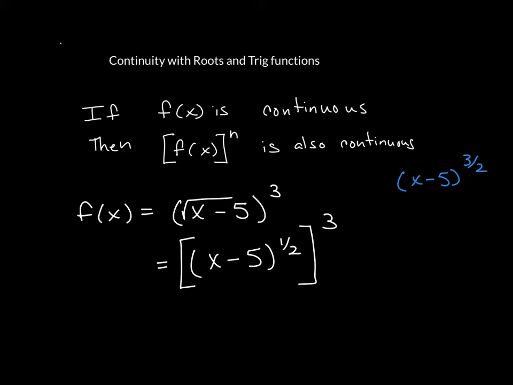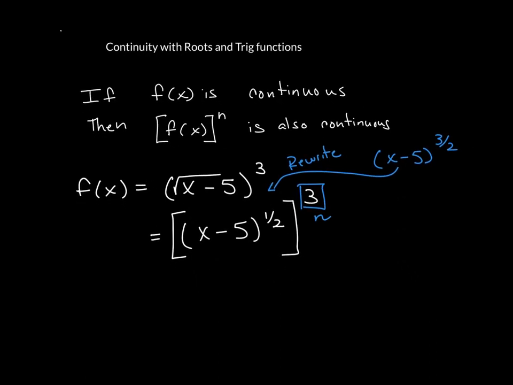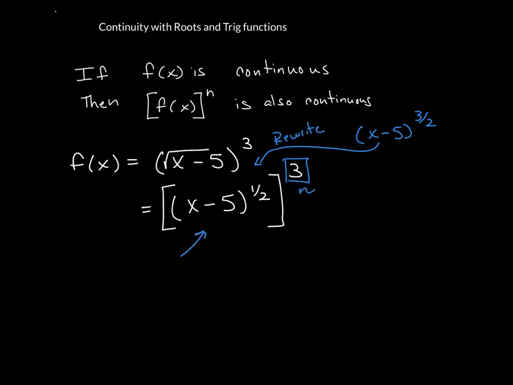The idea behind this is we've taken it and rewritten the function so you have one function inside raised to the other power. This 3 in this case is n. So what I have to do at this point is look at the inside function and ask, where is this continuous? I know that x minus 5 has to be greater than or equal to 0, so x must be greater than or equal to 5.